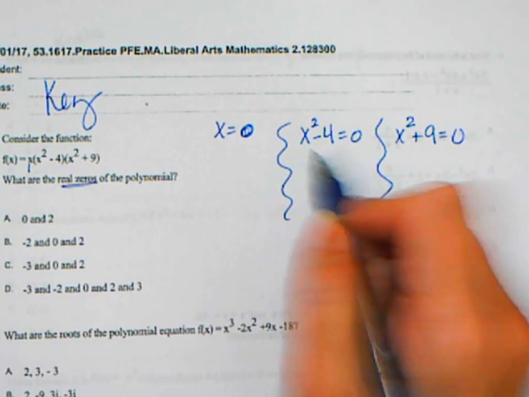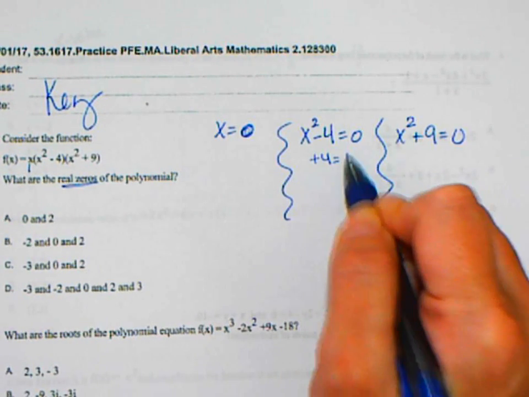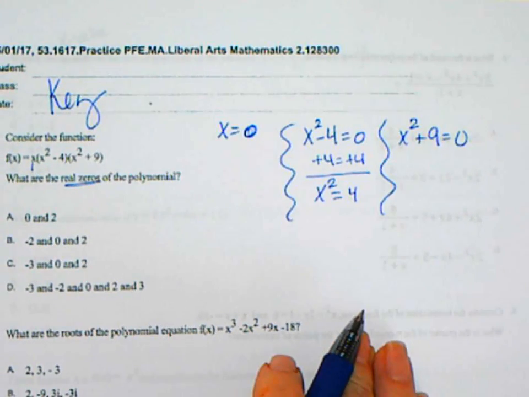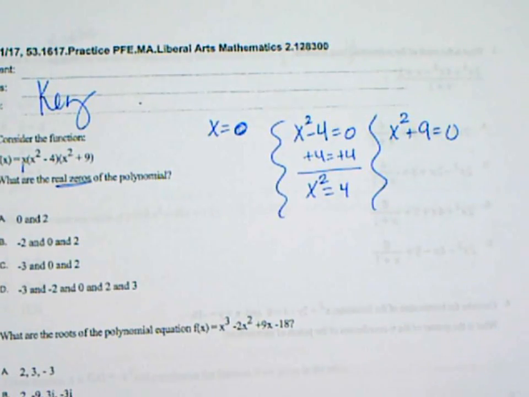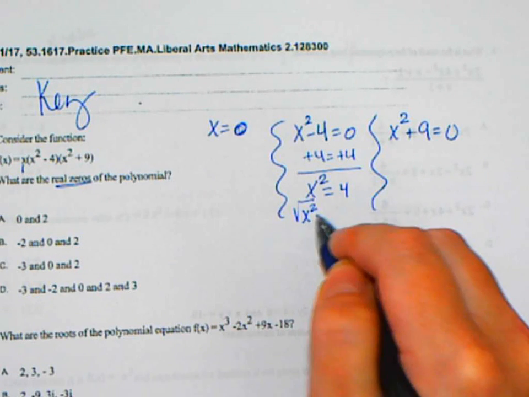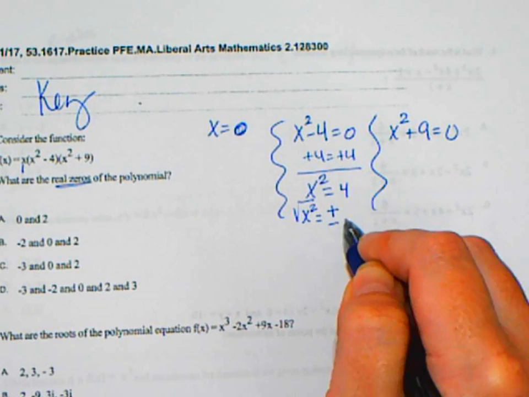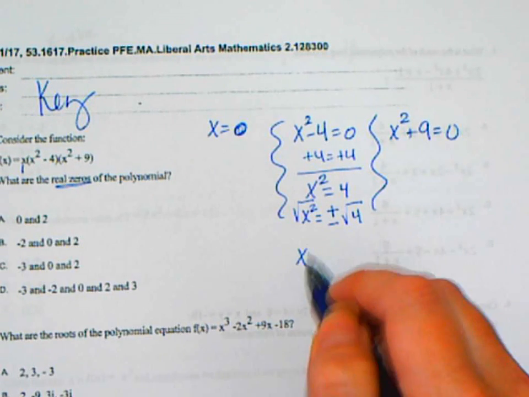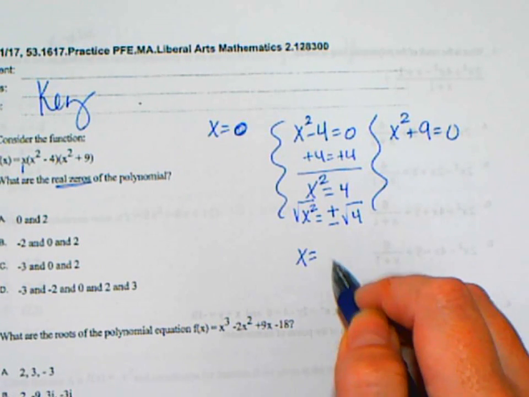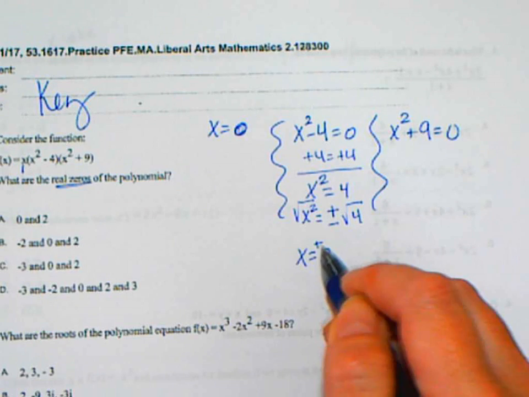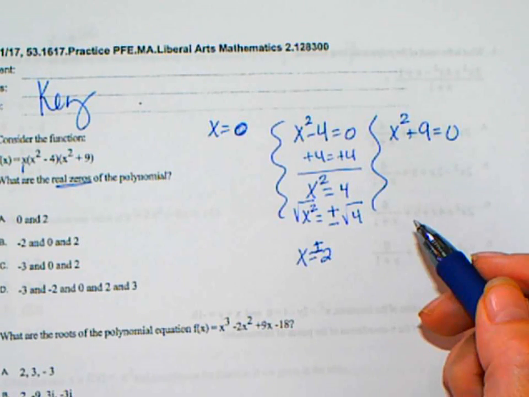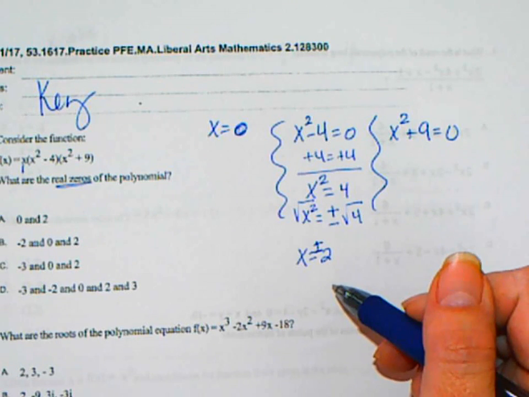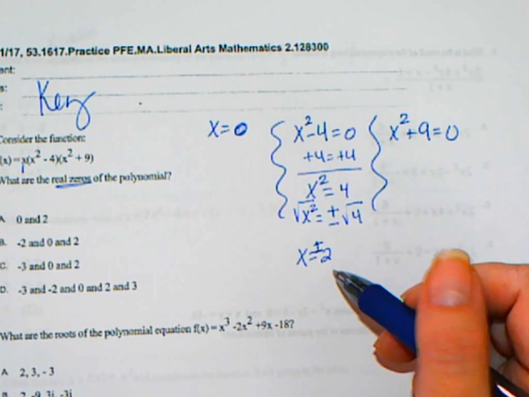That's one of them. Here we'll have to add 4 to both sides. So x squared equals 4. And then since x is being squared, we'll have to take the square root of both sides. Make sure you take the positive and negative square root of 4. What's the square root of 4? 2. So we have a positive 2 and a negative 2. Can your graph cross the x-axis at positive 2 and negative 2? So those are two more real solutions.